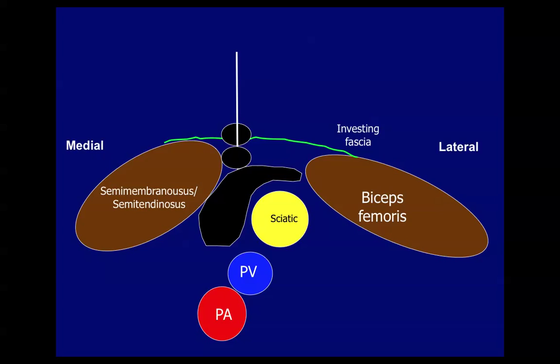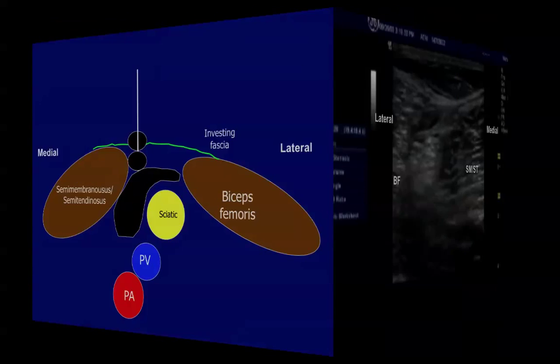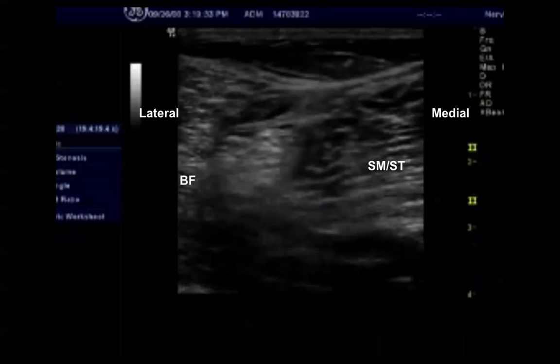I would highlight that it often appears that the local anesthetic is only on the medial side of the nerve, but if we change the transducer position and move it more proximally, more often than not we see that we have gotten a circumferential spread of local anesthetic around the nerve. So here's an actual example.